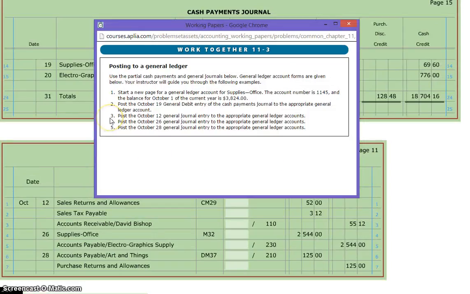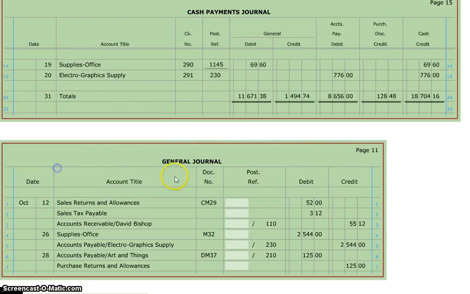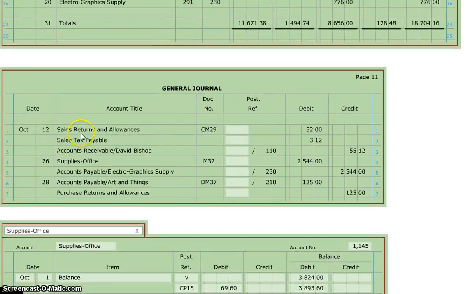Our next instruction, number 3, says to post the October 12th general journal entry to the appropriate general ledger account. So we're going to have quite a few things to post here on October 12th. Here is our general journal, October 12th. We have a sales returns and allowances debit of $52. We have a sales tax payable of $3.12. And then we have this accounts receivable that we still need to post.